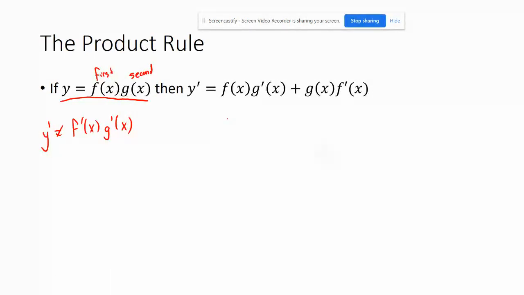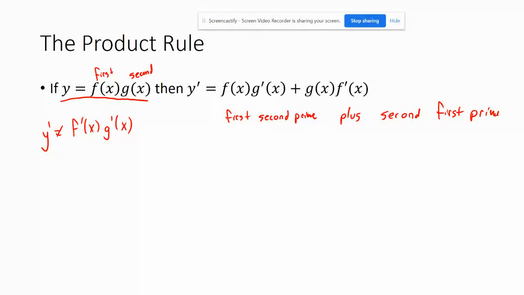Our derivative is first, second prime, plus second, first prime. What this means is the first function stays the same, times the second function prime, meaning the derivative of the second, plus the second function, g of x, stays the same, times the derivative of the first function.